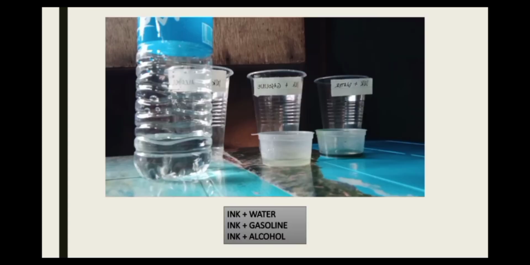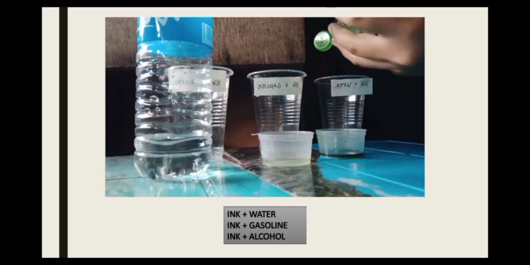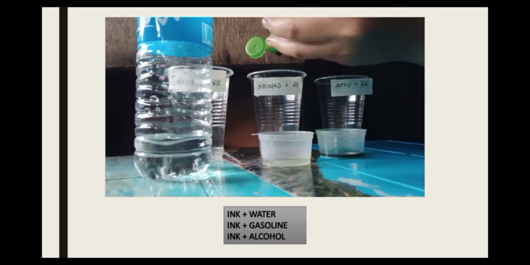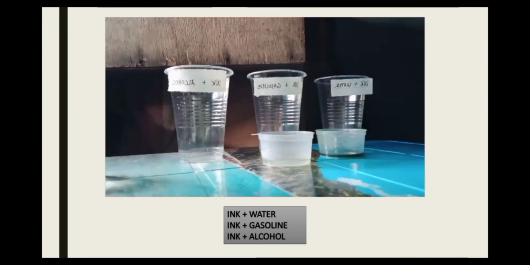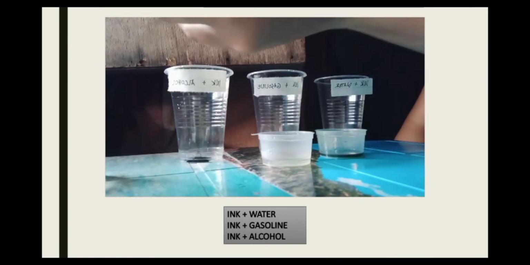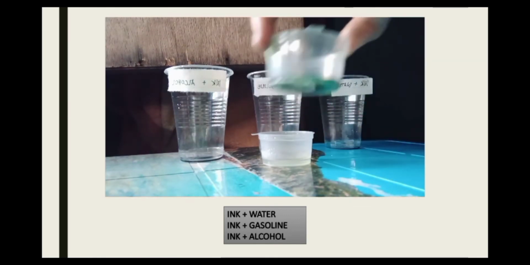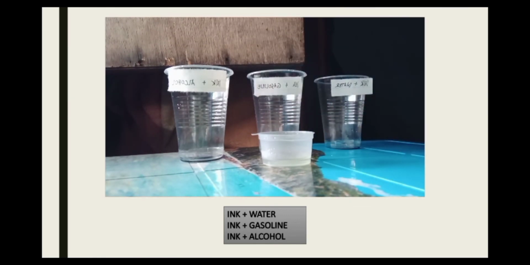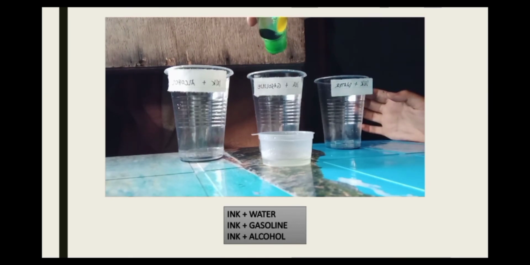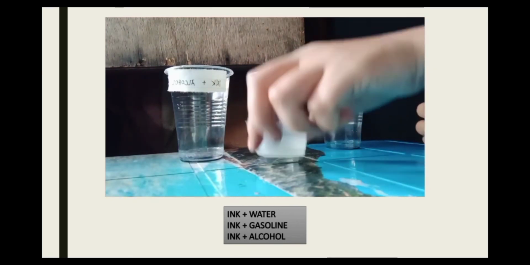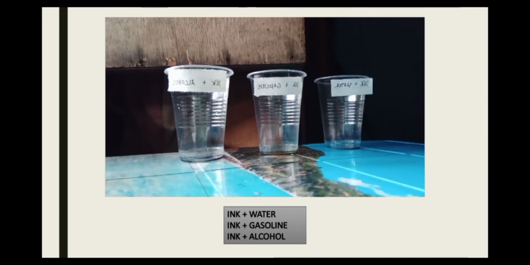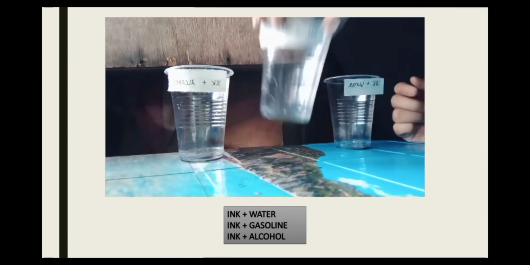Next is ink. We mix it with water. Second, ink with gasoline. Third one is ink and alcohol. First is the ink and gasoline. Second is the ink and alcohol. The third one is ink and water. So we mix it together.